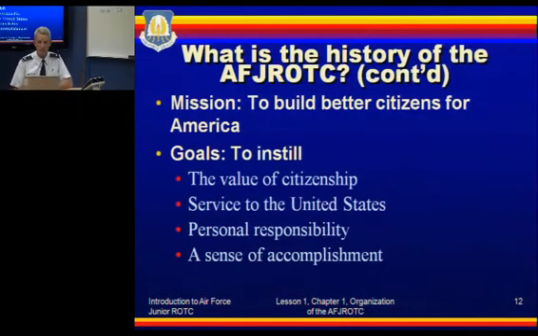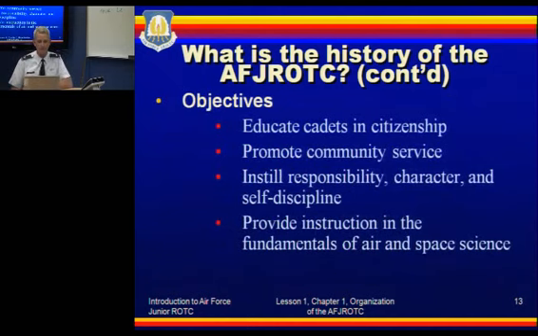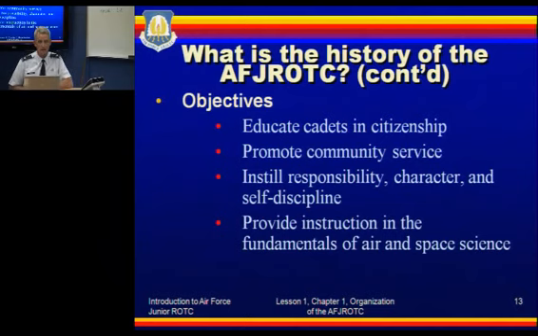I want to build better citizens for America, and I want you to have personal responsibility and a sense of accomplishment finishing high school and progressing on with your life. You can see straight from these objectives, this is how I run my ROTC here. I require community service. I don't promote it, I require it. I insist on self-discipline, character, responsibility, citizenship, involvement in your community. And of course, all of these classes that we teach are aerospace science and leadership, and we teach about the fundamentals of citizenship.